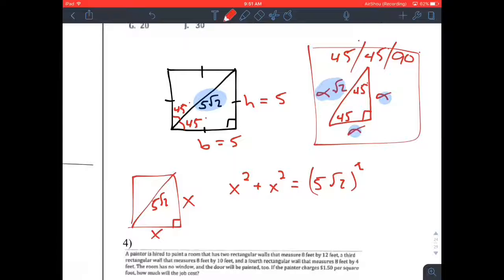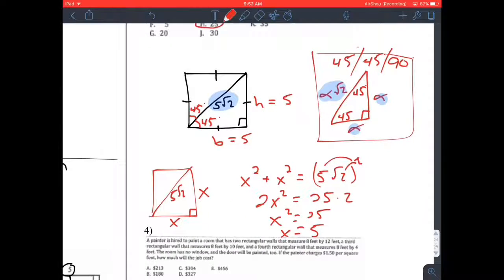X squared plus x squared is 2x squared. 5 square roots of 2 squared, you square the 5 and you square the square root of 2, you're going to get 25 times 2. If you divide both sides by 2, you get x squared is 25. Therefore, x is going to be a positive 5. And then from there you find the area as base times height.